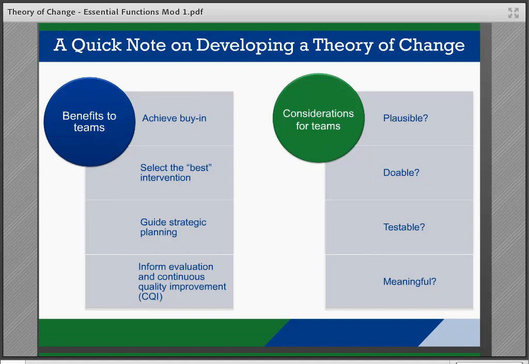Is it doable? Does the team have access to the resources needed to implement the pathway of change? Is it testable? Are there credible ways for the team to explore whether the predicted results occur? And is it meaningful? Do the team members and other stakeholders view the outcomes as important and think that the expected changes are worth the effort? Teams who involve varied agency participants, external partners, and stakeholders to provide input and feedback on a theory of change will help ensure that a theory of change meets the above criteria.